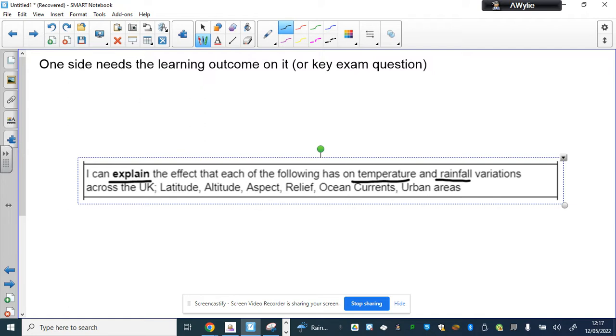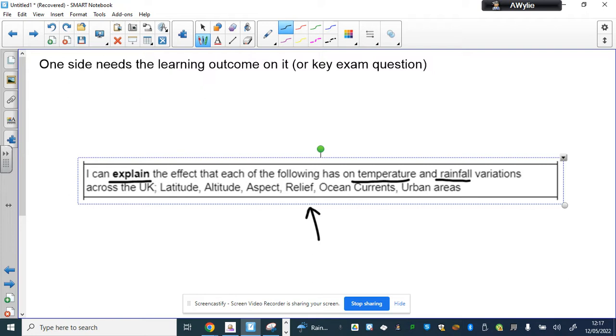Now that might be framed as an exam question. You could take it from a list of learning outcomes, or you could go into a series of past papers or question booklets and do the same thing. Instead of writing a learning outcome like we can see right here on your screen, you might want to write down a key exam question on one side of your flashcard.